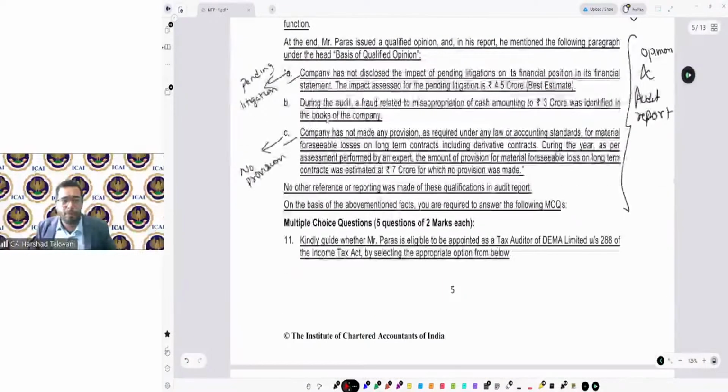And these matters are also required to be reported under matters section 143(3)(j), and under J it is said that the other matters as may be prescribed, where there is rule 11. And 11A talks about whether the company has disclosed the impact of any pending litigations on its financial position in its financial statement. Number 2, 11B, whether the company has made provision as required under any law or accounting standard for material foreseeable losses, if any, on the long-term contracts, including derivative contracts. These are the 2 points over there.